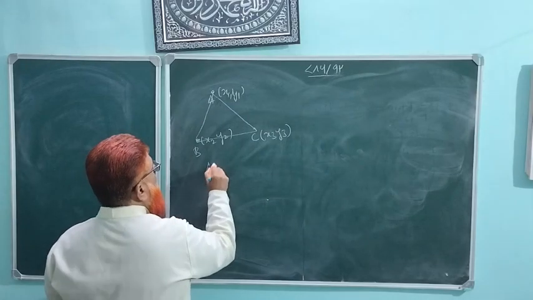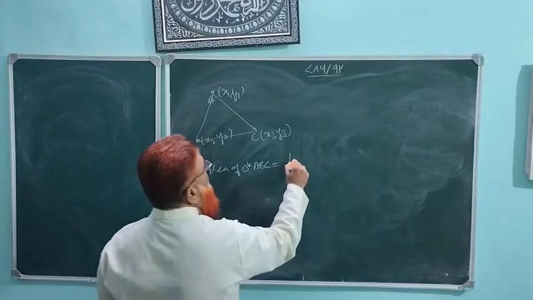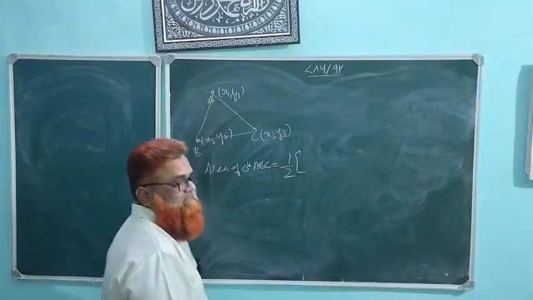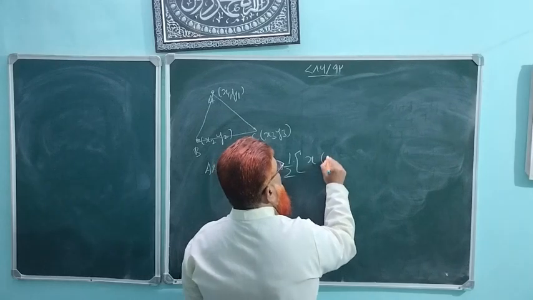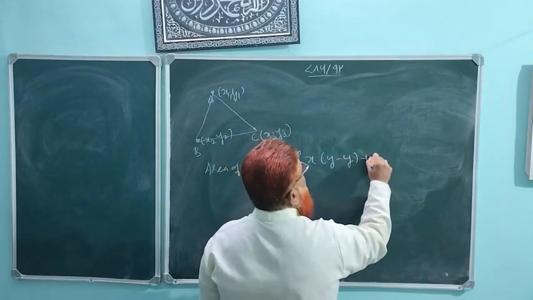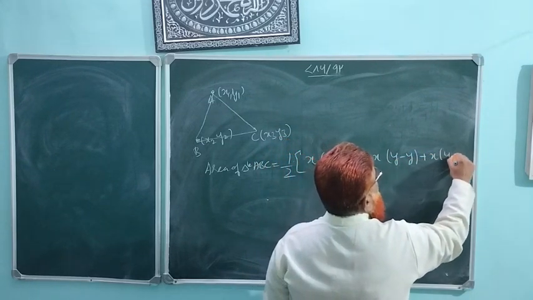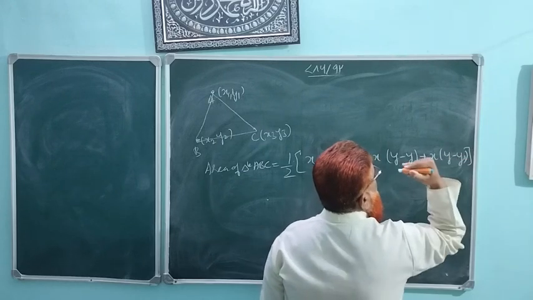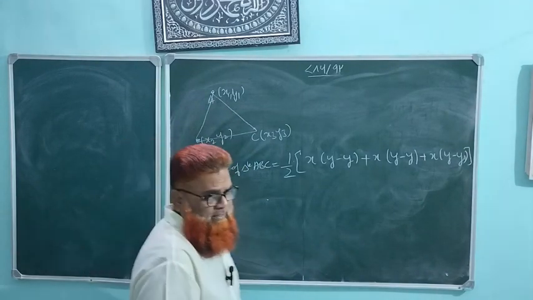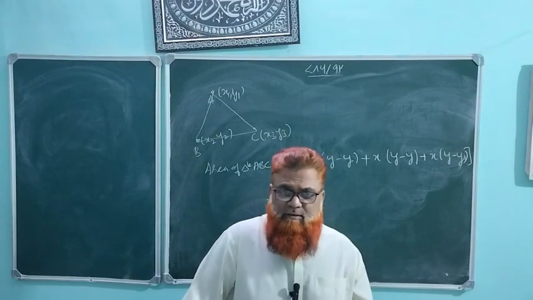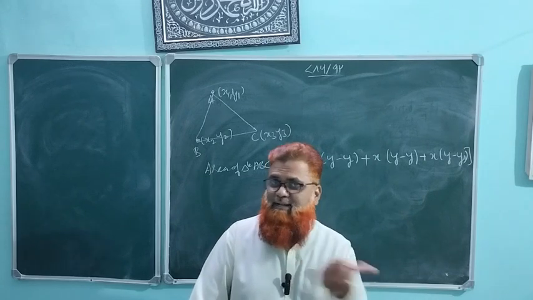What is the formula? Area of triangle ABC is equal to half into... It's very interesting. Write first x(y − y) plus x(y − y) plus x(y − y) and close the bracket. This is a blank one, and you may be in a state of confusion about what this person is writing. Don't be confused. For your convenience only, I am writing in this way.